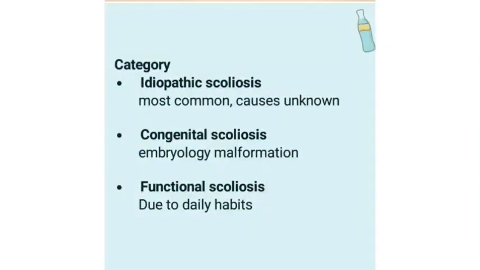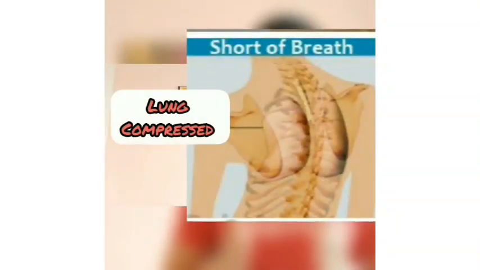And based on the categories of its origin, it can be known as idiopathic, congenital or even functional scoliosis. Individuals with scoliosis usually complain of pain along the spine, and even in severe cases, it might impair the breathing function. And this will actually lead to limitation in performing their activities of daily living.